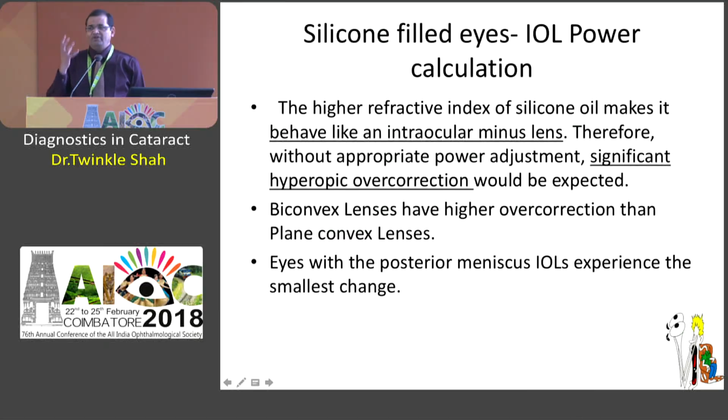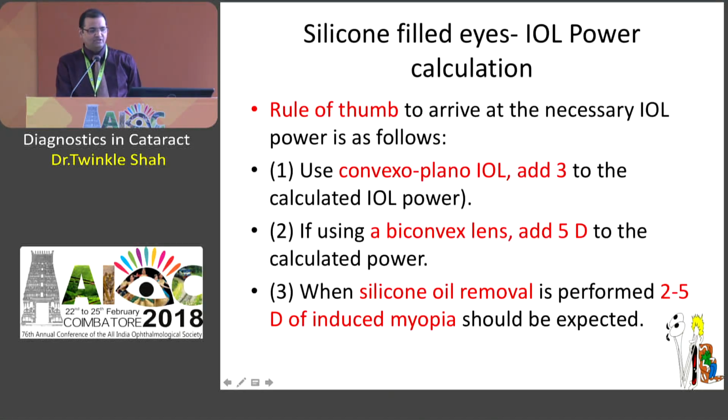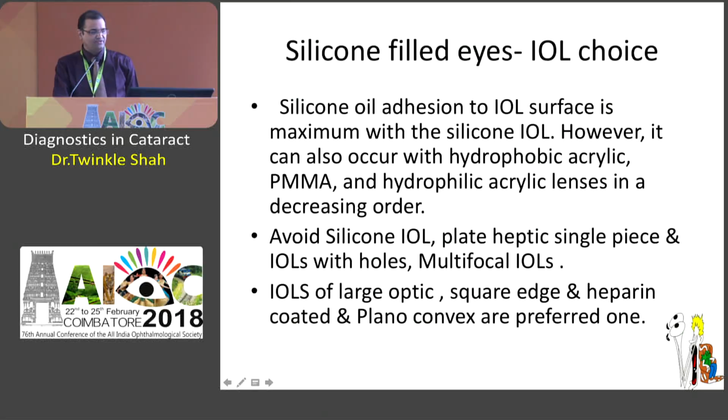Now this silicone oil works as a minus lens. So whatever you do, there is always a chance of hyperopic overcorrection, so you have to make some adjustment for that. The rule of thumb: if you are using a plano-convex lens, then add 3 to the calculated power. If you are using a biconvex lens, add 5. And tell the patient that when we are removing the silicone oil, there is always a 2 to 5 diopter induced myopia after the surgery, or removal of the silicone oil. So these are the important considerations.